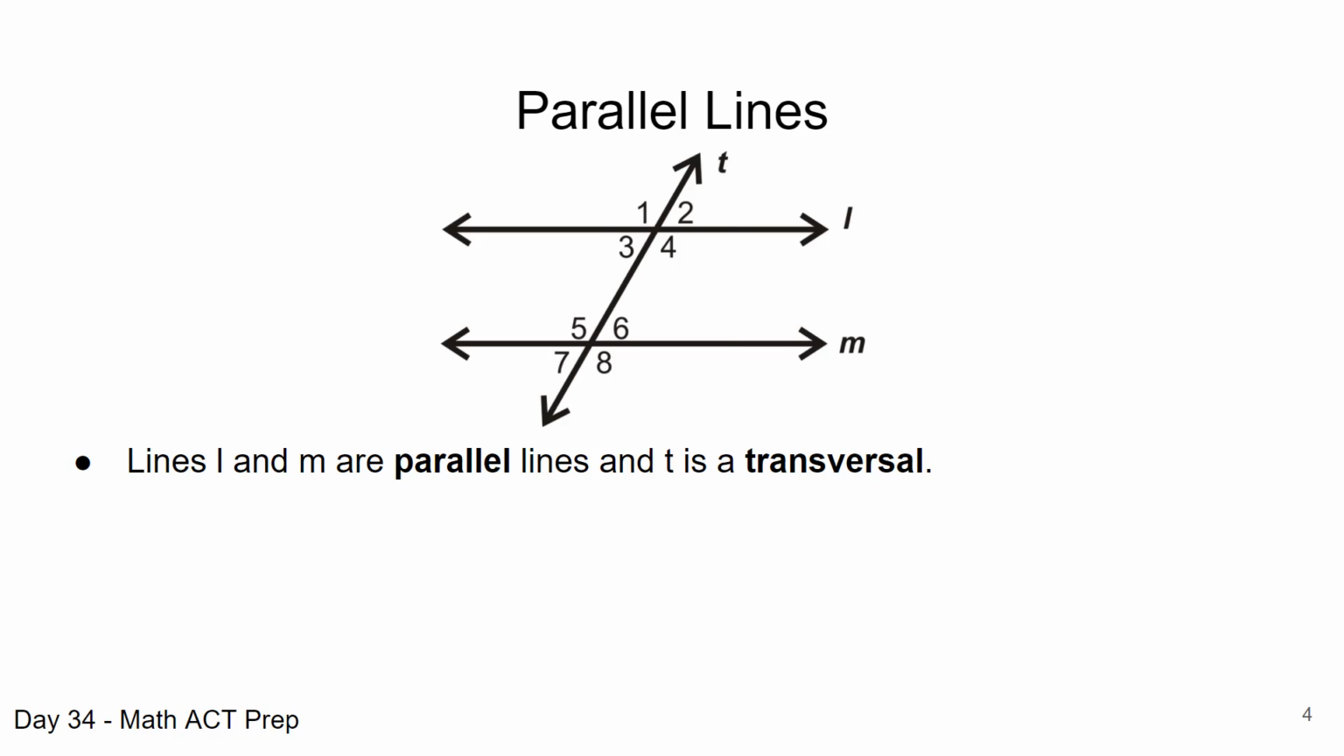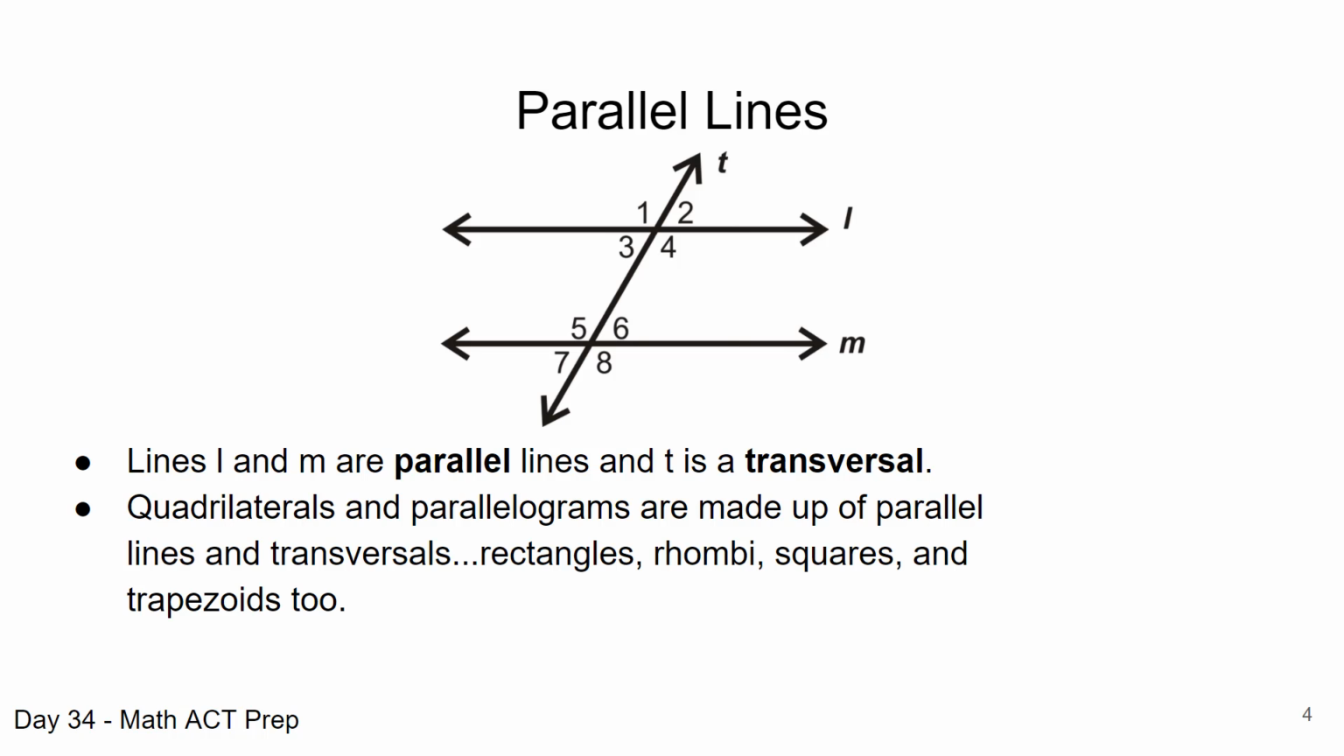Then we have line T, which here is a transversal. And a transversal is a line that's going to intersect any two other lines. And in this case, it intersects the two parallel lines, and it intersects at two distinct points. So many quadrilaterals and all parallelograms are made up of this structure here of parallel lines and transversals. We're talking about figures like rectangles, rhombi, squares, and trapezoids.